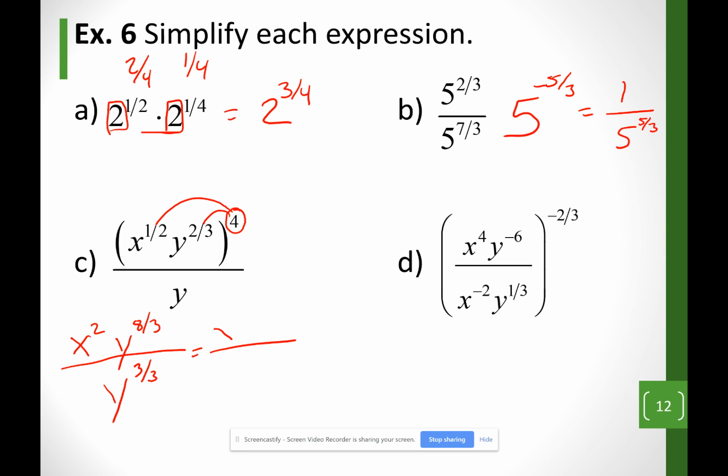So when it comes to x, I just have an x squared on top. When it comes to y's, 8 over 3 minus 3 over 3, that gives me y to the 5 over 3. There's nothing at the bottom, so there's no more fractions.